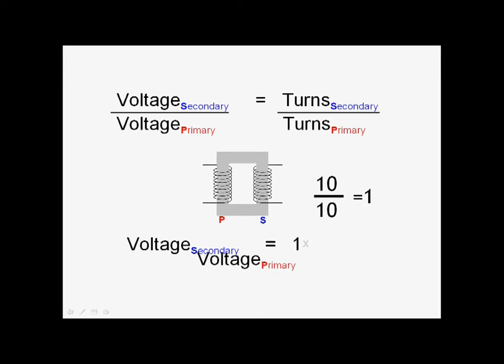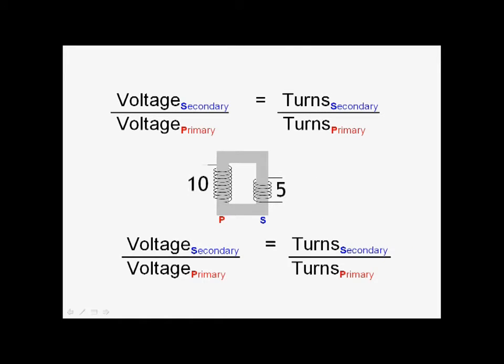If we put that into our formula and then rearrange the formula, what we know is that the output voltage on the secondary is 1 times the voltage on the primary, or that actually both voltages are equal. So equal number of turns, equal voltages. 240 volts in would give us 240 volts out. 10 volts in would give us 10 volts out.